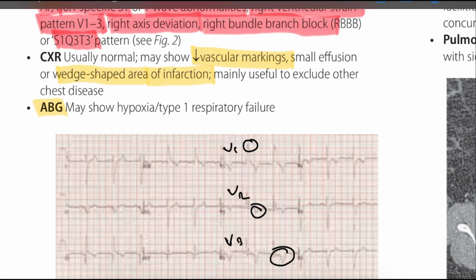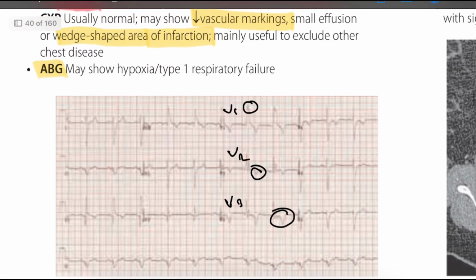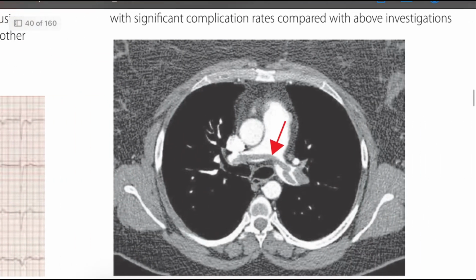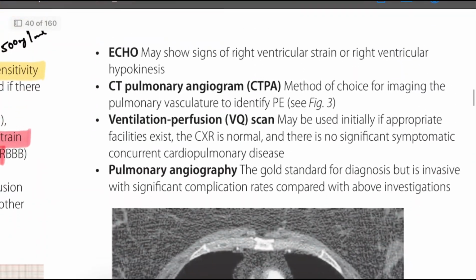Okay, next we can do ABG. In ABG, it may show hypoxia and type 1 respiratory failure, and in ABG we can see hypoxemia and respiratory alkalosis. Next we can do pulse oximetry, where the saturation will reduce.